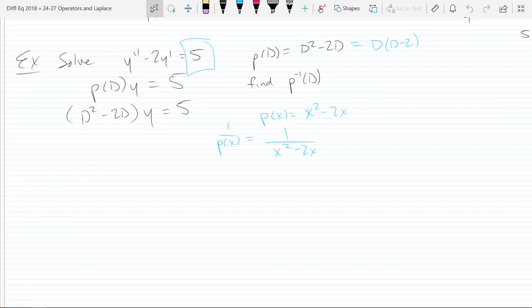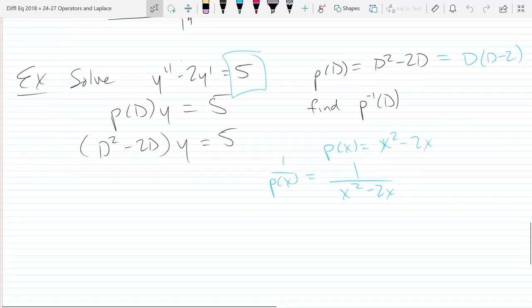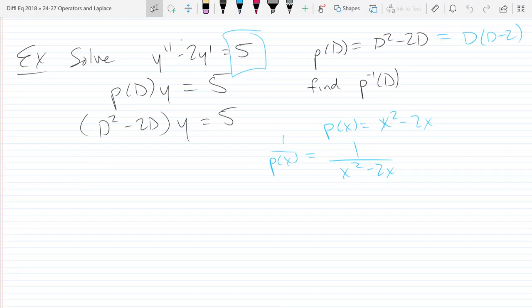So we left off on a problem where we had trouble inverting the operator because, I'll circle the bad guy, it was basically that operator, the derivative operator D right there. That caused us to get this 1 over x times x minus 2. So it was that x right there that messed us up. So what we're going to do is look and see how to get rid of that.